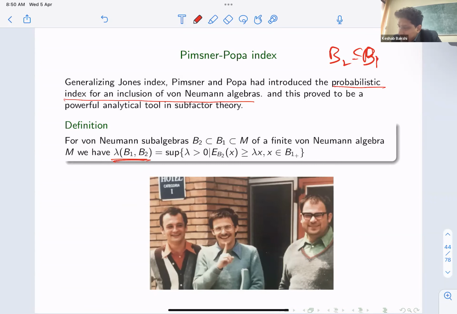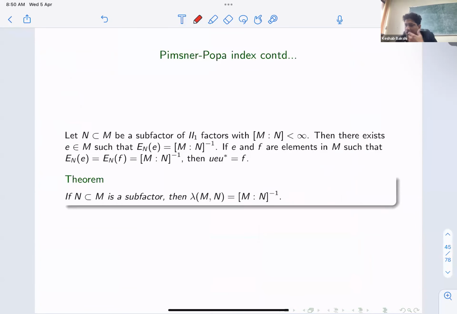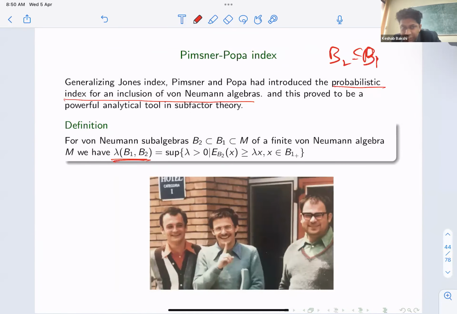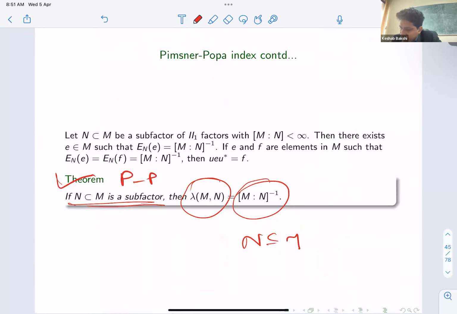This is a certain invariant for this kind of inclusion, B2 subset B1. It is called the Pimsner-Popa index. Why is it again called an index? Because it has been shown by Pimsner and Popa that if you have a subfactor N subset M, we already have a notion of index, and now we have a notion of probabilistic index in terms of the conditional expectation from B1 onto B2. This bounds the elements x in terms of the conditional expectation, and it is a measurement of that. I cannot motivate this now, but probably later you can see in the two subfactors how this will come up again. So this is also the same as the Jones index.